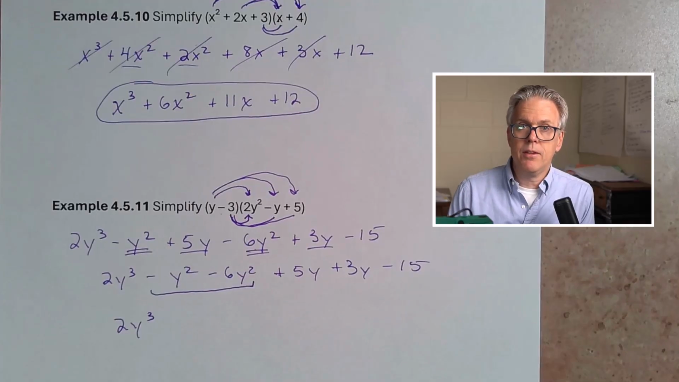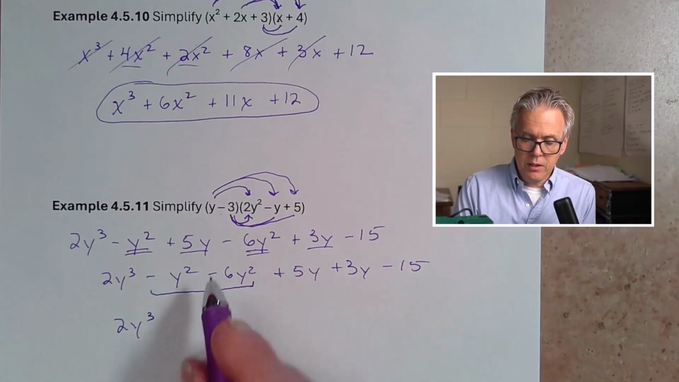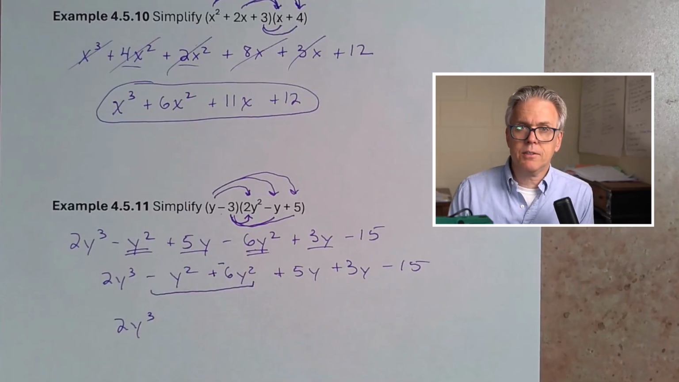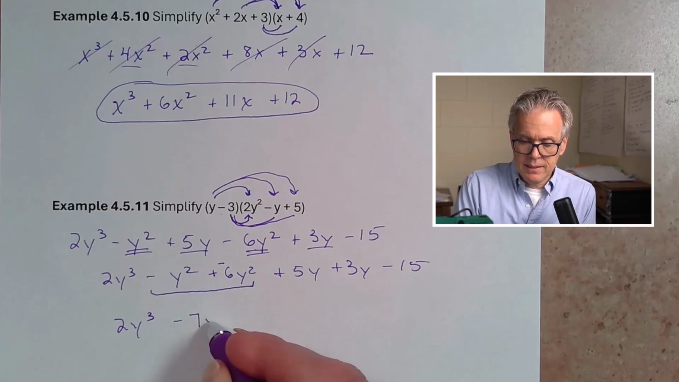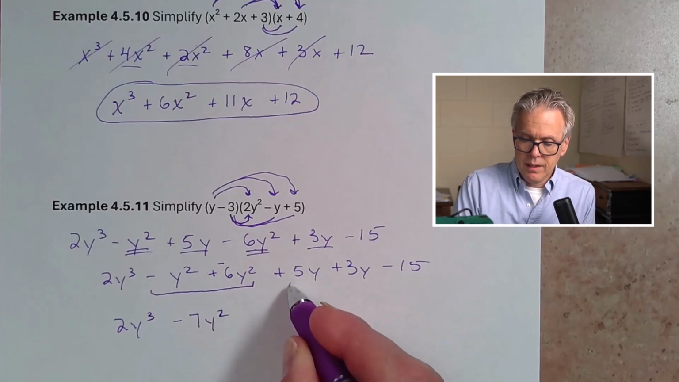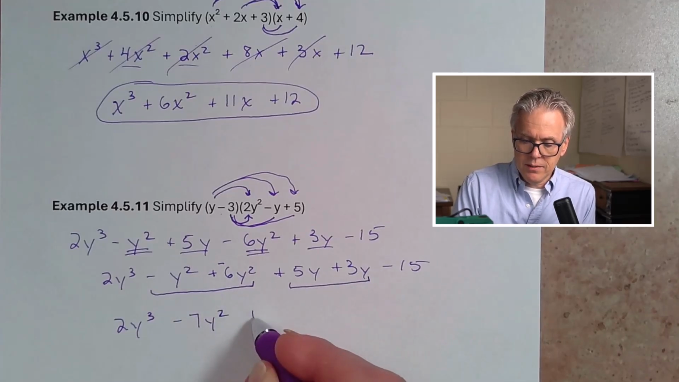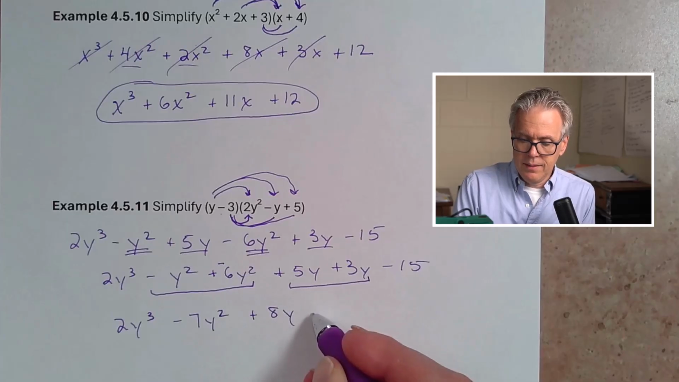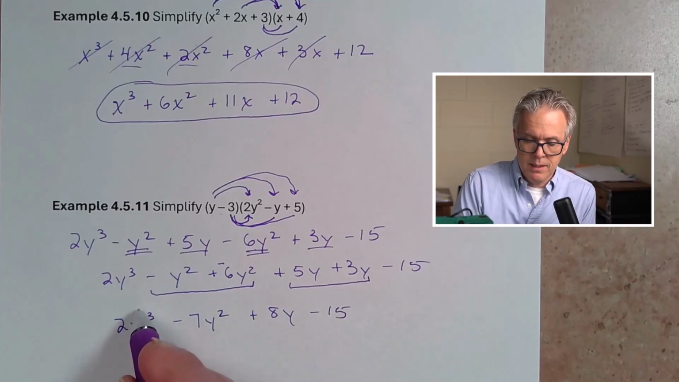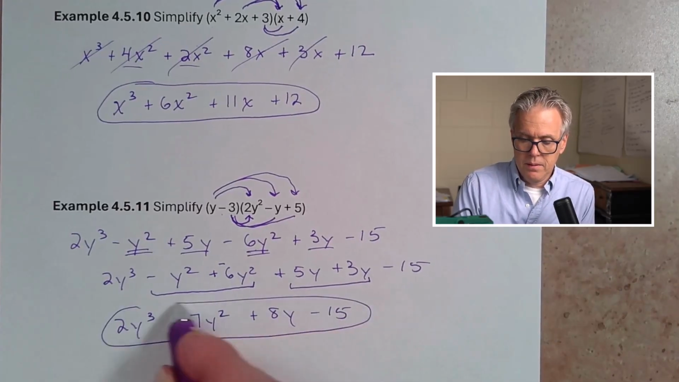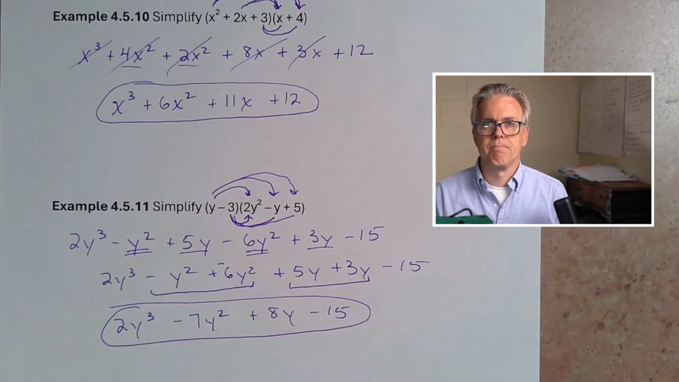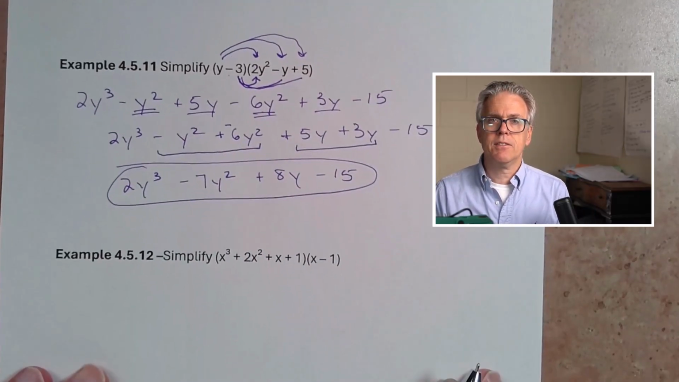There we go. Combine those terms. So negative y squared plus a negative 6y squared is a minus 7y squared. And then 5y plus 3y is a plus 8y. And then the minus 15 did not have anybody to pair with. Okay, let's do one more.